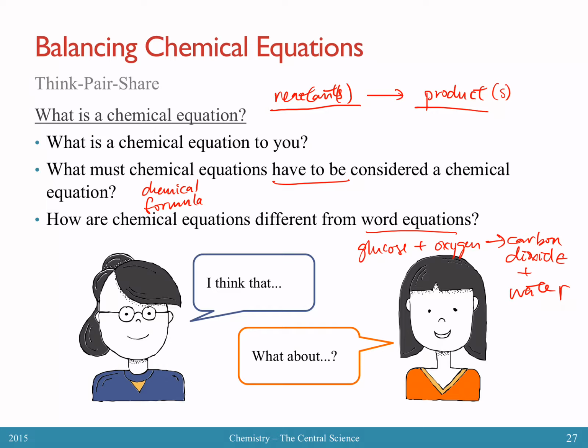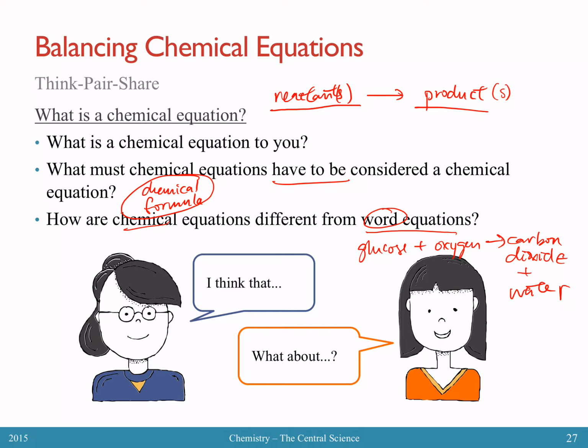Now the reason I bracketed the S is because it may or may not be just one reactant giving you two products, or it could be two reactants giving you just one product. Okay, there are various types of reactions that can take place, so that's why the plural form can be singular, can be plural. Okay, so how are they different from word equations? So again, in word equations we use words. In chemical equations we use chemical formulas.